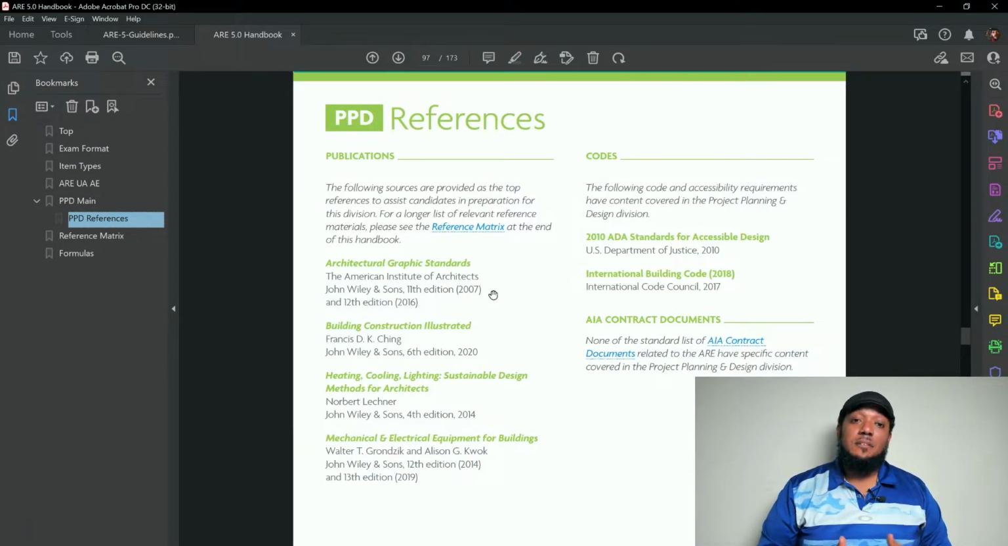The great thing about Graphic Standards is that it does have a breakdown of each of these systems. Here are metals, here's masonry, here's wood, here's steel. And so as you go through these, you're gaining competence in that area. The same thing sort of applies for Building Construction Illustrated. It was great.